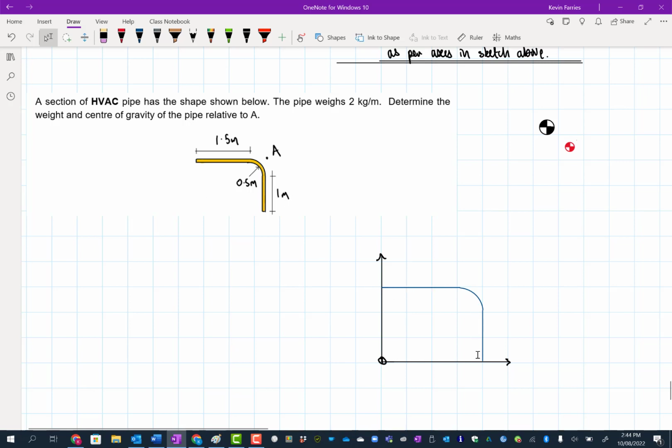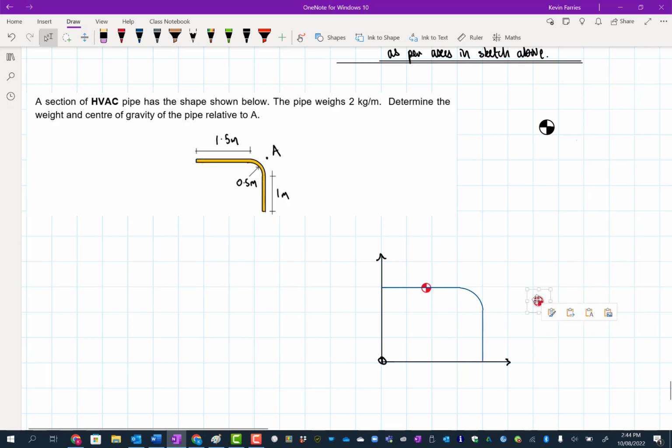We're not taking anything away this time. We're adding 3 elements. We've got a straight line, a quarter circle and another straight line. The centroid of a straight line is almost just like your ruler. It's just in the middle of the straight line. It's 1.5 meters long, so it's going to be about 0.75, so it's going to be there somewhere.